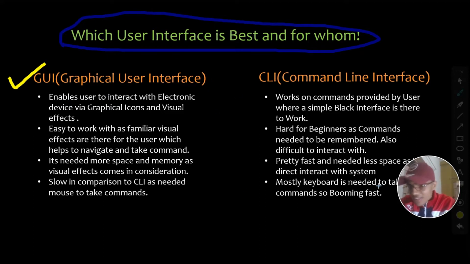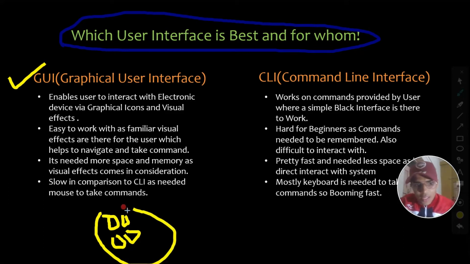Okay, we are differentiating them. A graphical user interface enables the user to interact with the electronic device via graphical icons and visual effects. So this graphical user interface makes the user interact with graphics. Like this is the Instagram something. They give a visualization, totally for the eyes. You click the things and you navigate through them. This is given by the graphical user interface. Okay, so this is the graphical user interface.